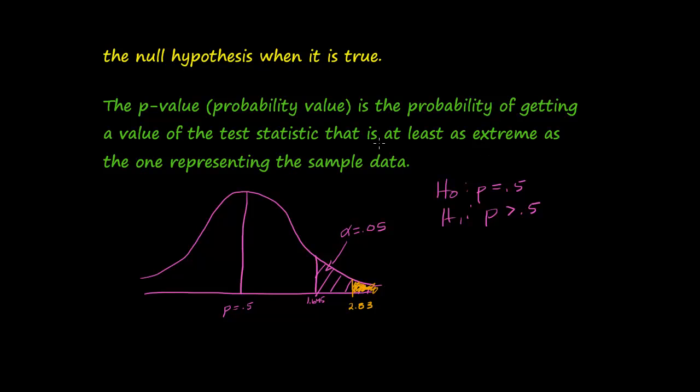Okay, the probability of getting a value of the test statistic that is at least as extreme. In this case, extreme means high because we're up on the right tail of the curve. So at least as high or as large as the one representing the sample data. This was the one representing the sample data. That's the one we calculated using p-hat. Okay, so this is our p-value, this area here. So even without knowing what the p-value is, you can just look at this and see that it's less than our significance level. We can see that our p-value is less than that without even knowing what this area is. We know it's less than 0.05.